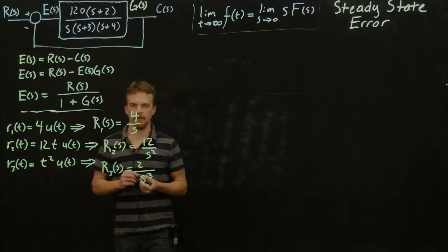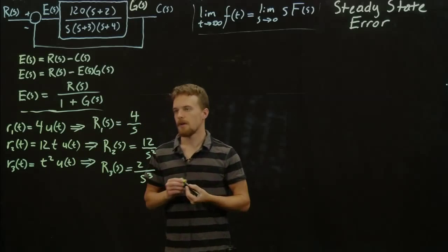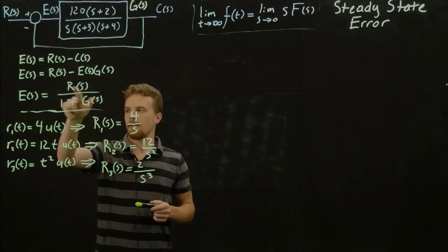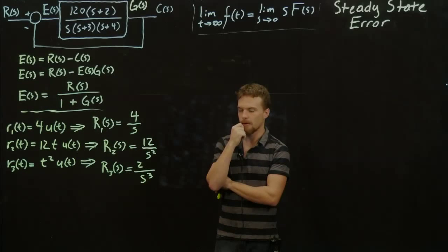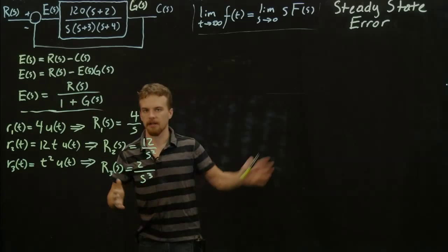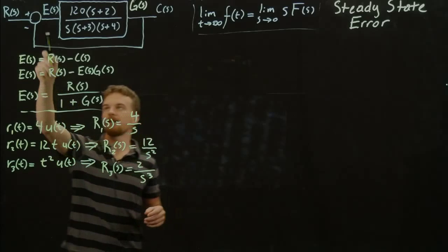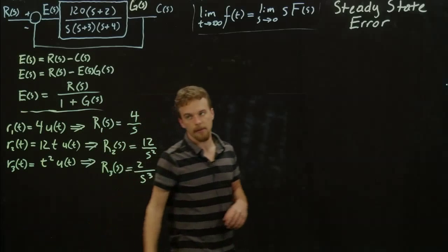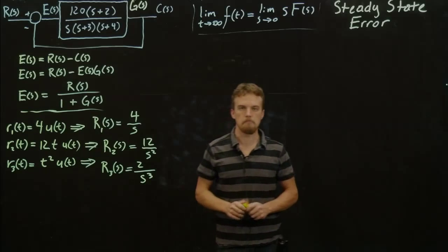All right, so now we have 3 Laplace inputs that we can give this system, and we'll plug these in one at a time for R of s in this expression. And what did we say we were originally wondering about? We were wondering what this error looks like after a significant amount of time has gone by. What's that saying? It's telling us how close our output is to our input after a significant amount of time. And we'll call that significant amount of time infinity.